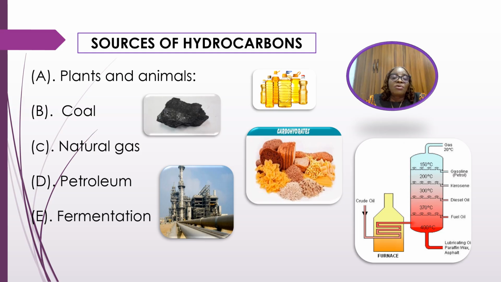D. Petroleum. Petroleum is a dark viscous liquid found in underground reservoirs and is the largest source of hydrocarbon. It contains a complex mixture of thousands of different organic compounds. Through a process called fractional distillation at refineries, crude oil is separated into various fractions based on their boiling points.